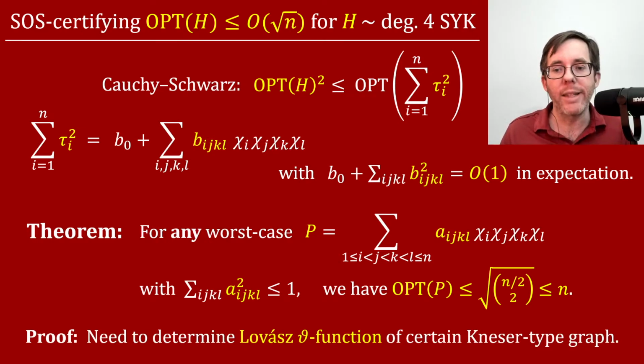And actually, very interestingly, the proof involves determining the Lovász theta function of a certain Kneser type graph. And there are actually some associated open combinatorics problems to do with this proof. They're quite interesting, but I'll leave it at that.